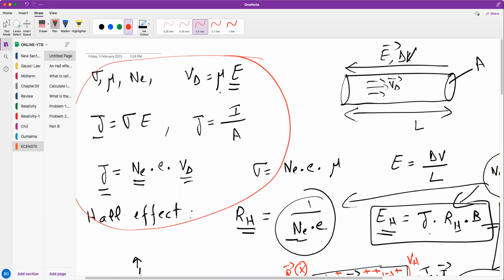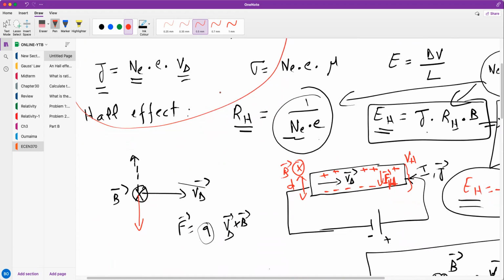throughout the whole course. And then what happens to a conductor or a semiconductor when we put the circuit into a magnetic field, the Hall effect. Remember, the Hall effect means that we have an induced electric field. The induced electric field must be bigger if we want to notice and measure it.